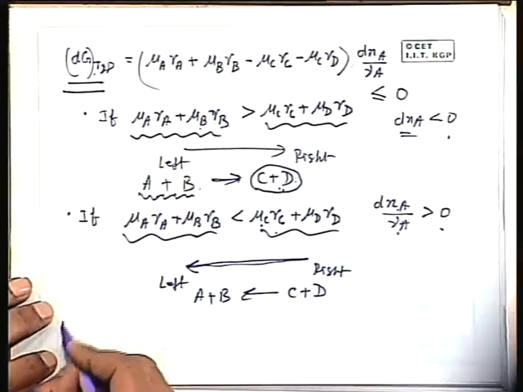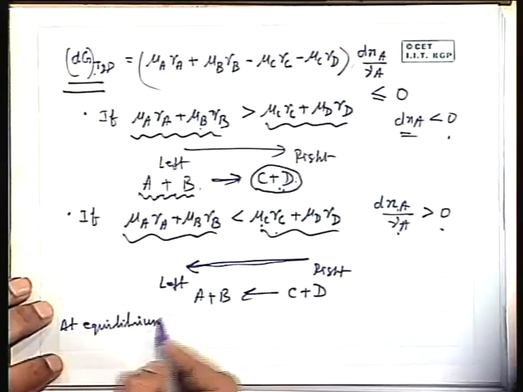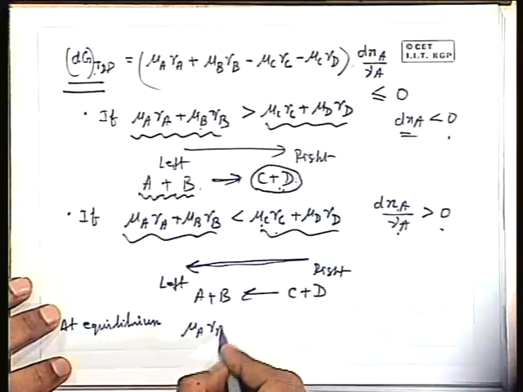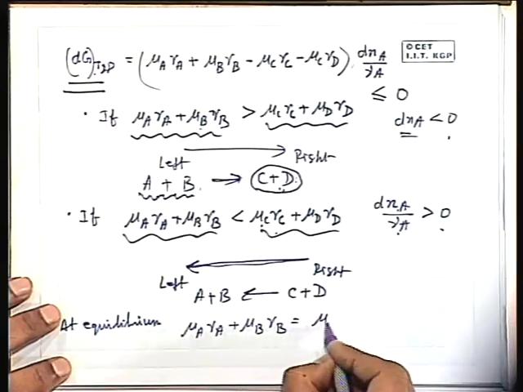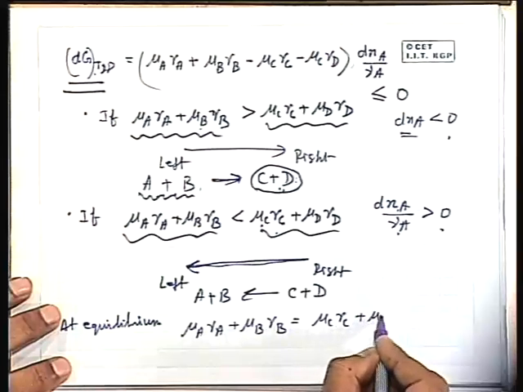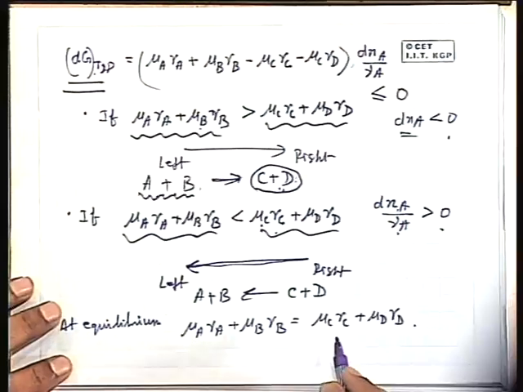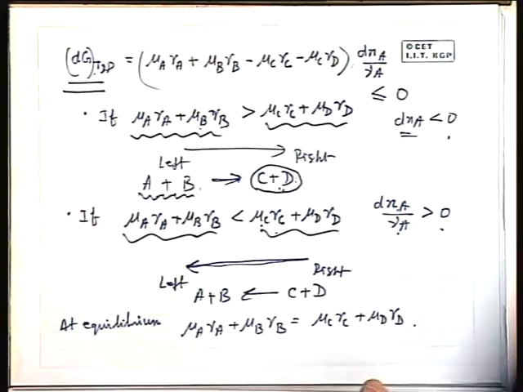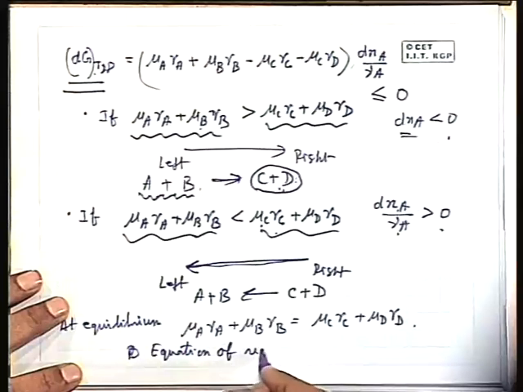At equilibrium, μAγA plus μBγB is equal to μCγC plus μDγD. This is at equilibrium. This is true for all reversible reactions, and this equation is known as the equation of reaction equilibrium.